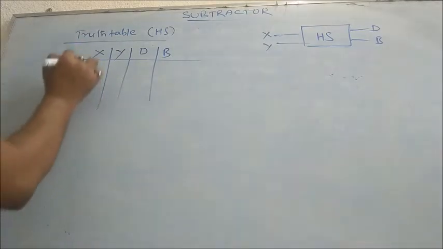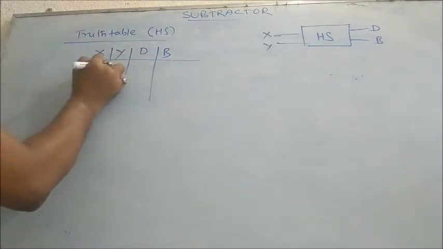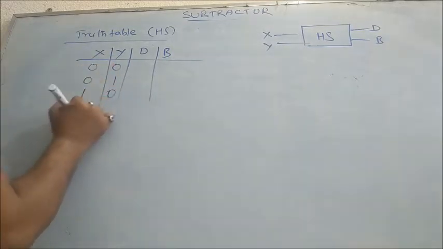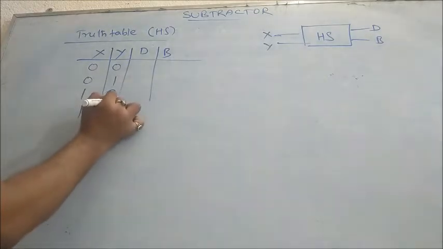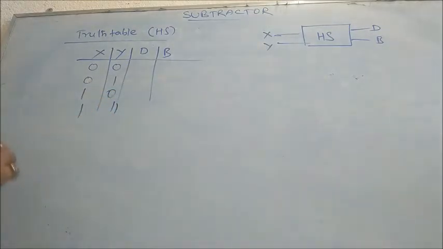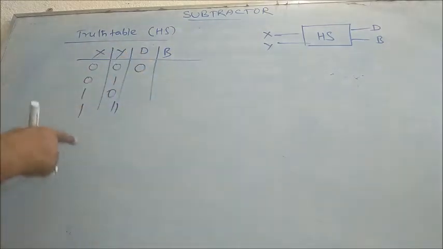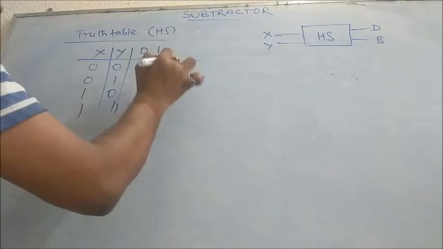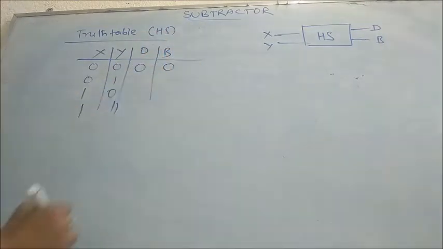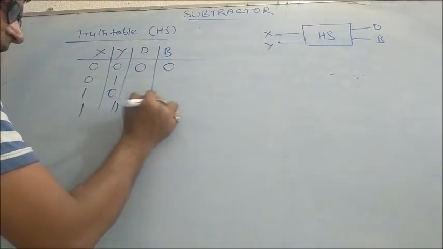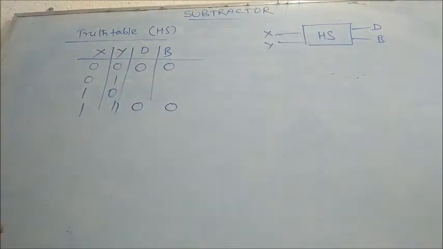First combination will be 0 0, 0 1, 1 0 and 1 1. Let's see how the difference will come and how the borrow will react. So 0 minus 0: the difference will be 0, and while performing this I will have no borrow at all. Okay, fine. 1 minus 1 is also 0 with no borrow at all, correct?